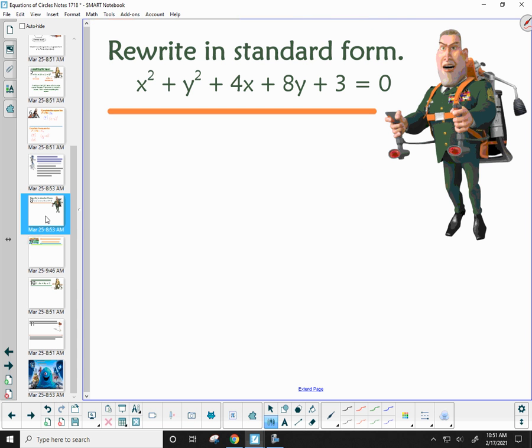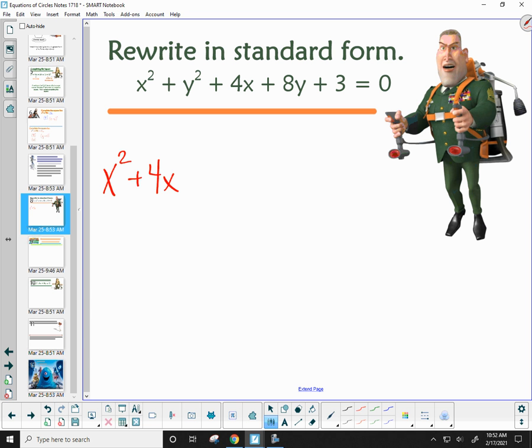So here we go. We have an equation written in general form. The first thing I want to do is rearrange things. I want my x's together, I want my y's together, and I want my constant on the right-hand side. Because remember, we always have the radius squared on the right-hand side. So I want to rearrange. But I'm also going to leave some spaces because I know I'm going to complete the square. So I'm going to have x squared, then I have my plus 4x, so I have my x's together. I'm going to leave a space because I'm going to complete the square in a minute.